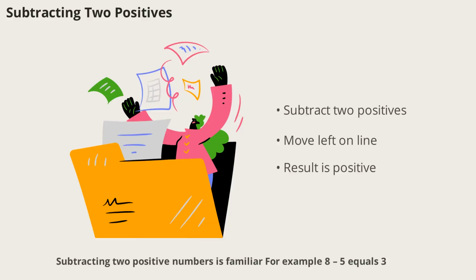Subtracting two positive numbers is familiar. For example, 8 minus 5 equals 3. On the number line, you start at 8 and move 5 spaces to the left. This operation is the foundation for understanding more complex integer problems.